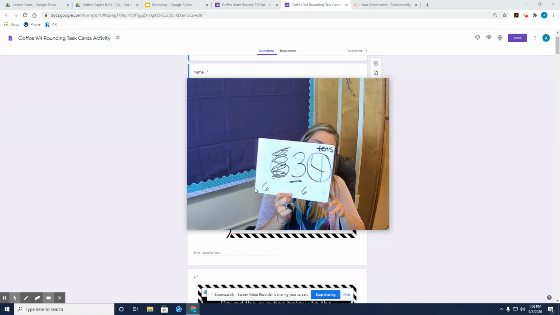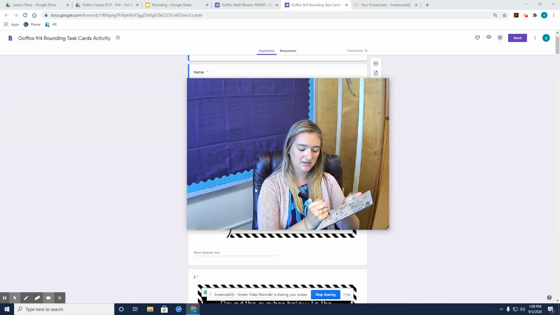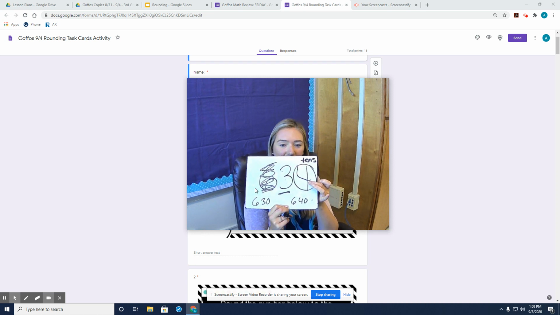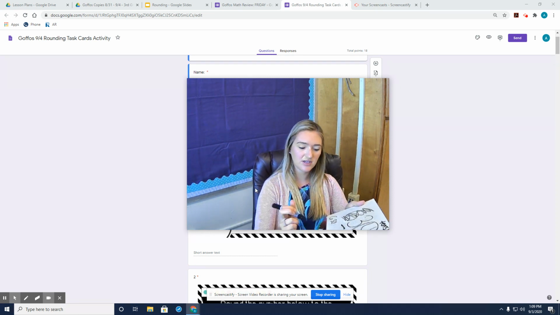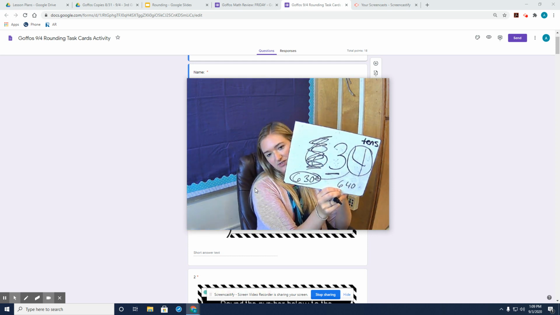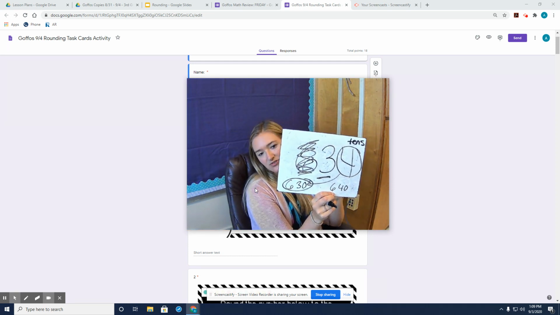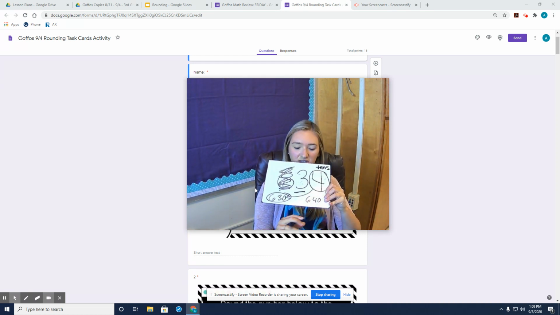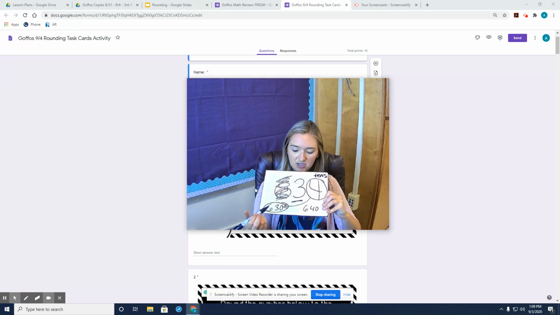So that 34 falls in between 30 and 40. And then you look at your circled number, 4, and that is going to go down. So you're going to round down to 630. So 634 rounds to 630. And notice when you're rounding in the tens that you only have 1 zero.